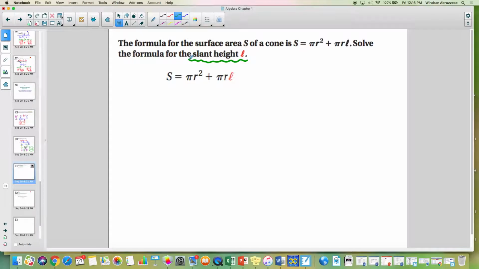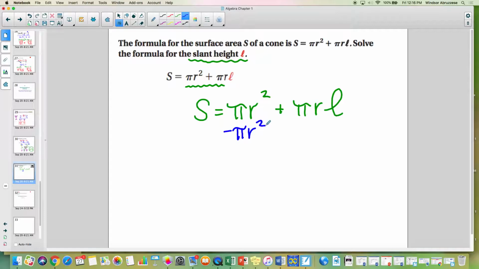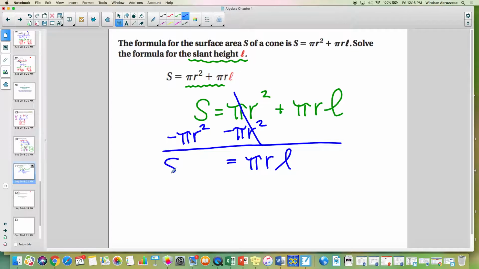So to solve this equation for L, I have to get everything over to the other side by doing the inverse. So I'm just going to rewrite my equation, pi r squared plus pi r, and let's do a fancy L, so it doesn't look like a 1. So I'm first going to get rid of this plus pi r squared by subtracting pi r squared, and then I also have to subtract it on the other side. So I'm left with pi r L equals S minus pi r squared.